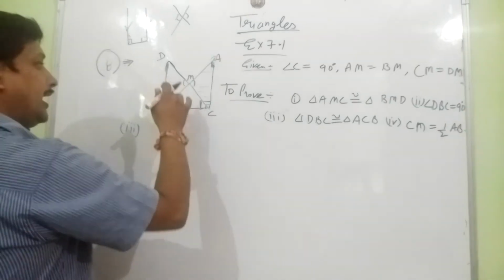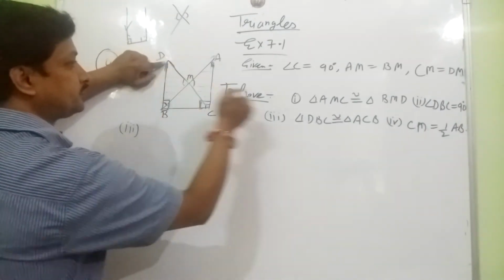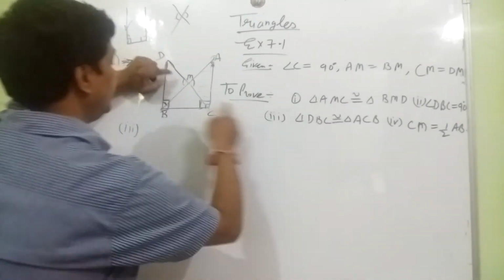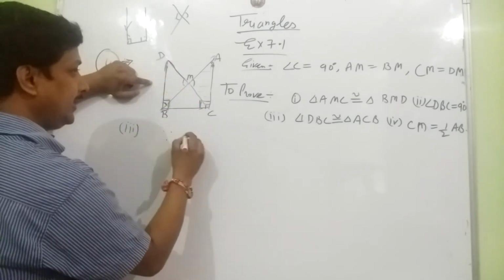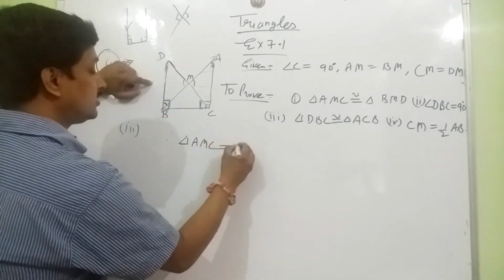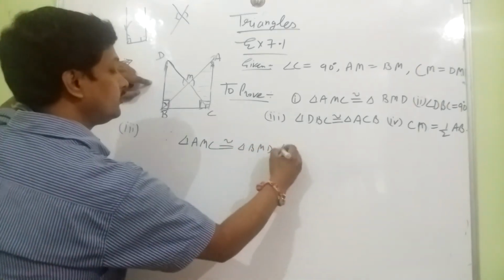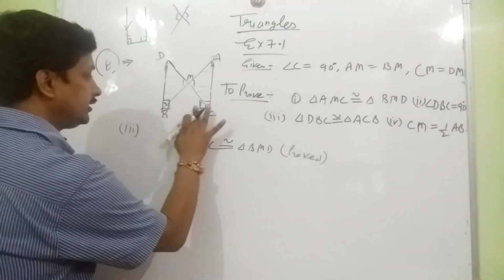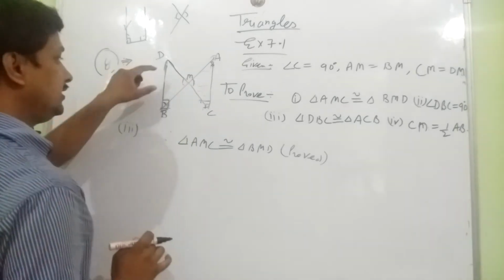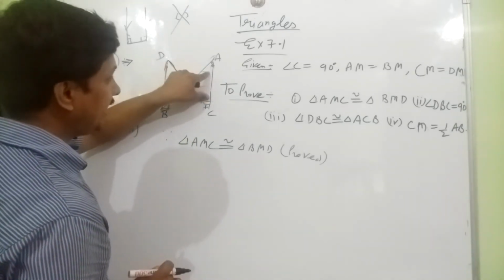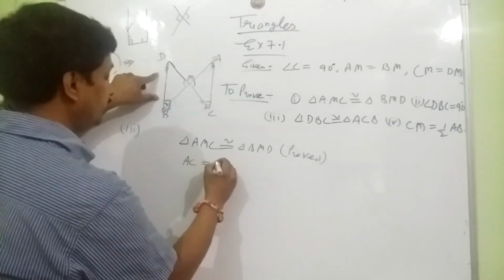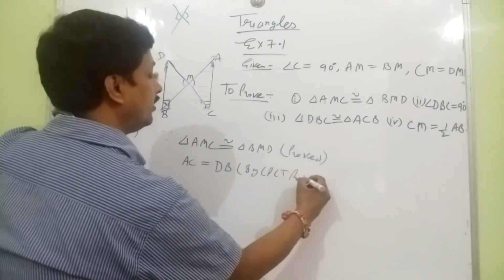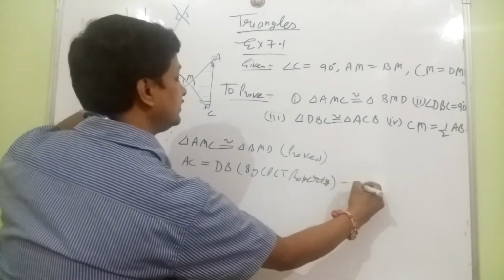Third thing will be, as you know, this small triangle, in the first part we have proved triangle AMC was congruent to triangle BMD. So we can write, since triangle AMC is congruent to triangle BMD, this we have proved. So from that, for some time I am removing this line. So if this triangle is congruent to this triangle, you can say AC is equal to DB. It is by CPCT property. So let us consider this to be equation 1.